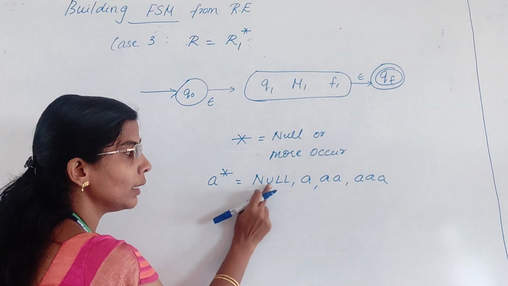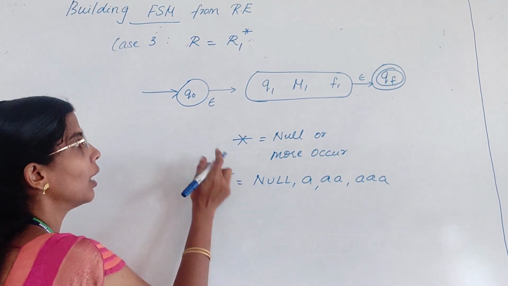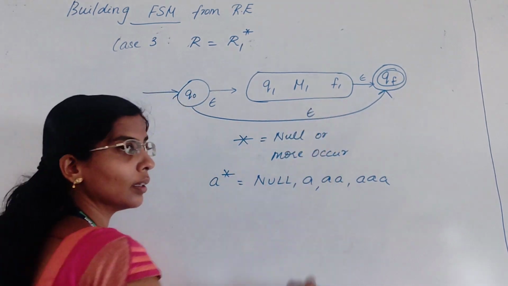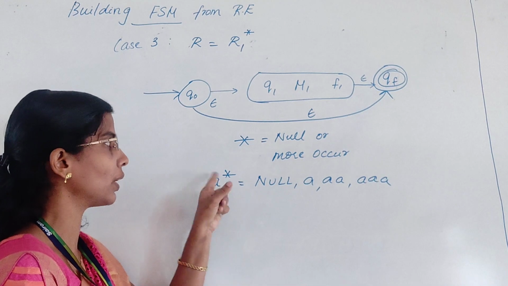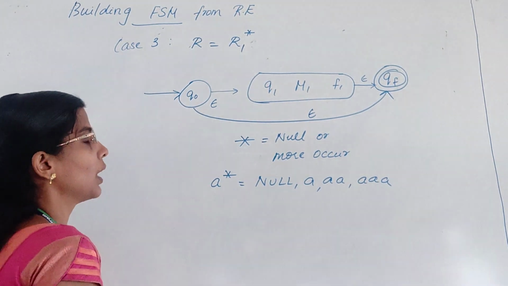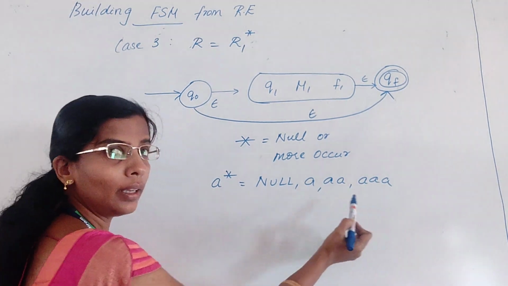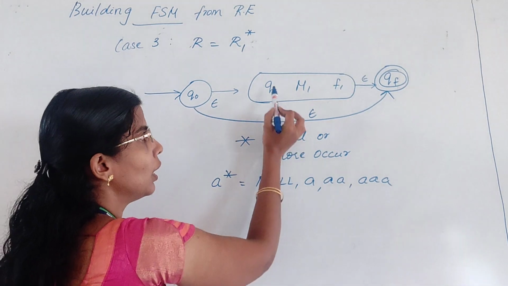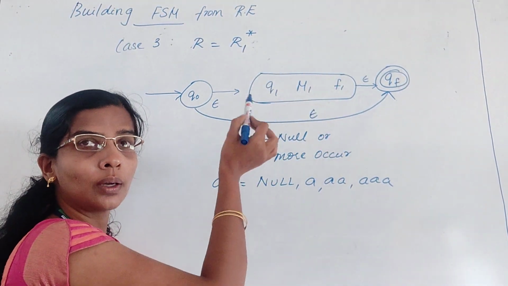Right? So I need this null. So how will I represent this null? From the start state, directly move to your final state if you want null. Otherwise, if you want to generate any symbols, if you want more occurrence of your symbol, this machine starts working.